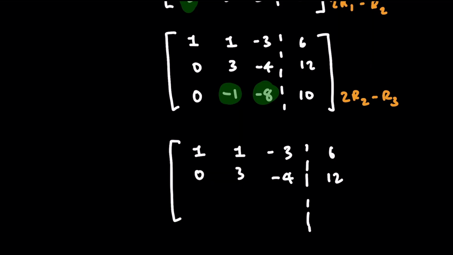So now we're going to do the Gaussian elimination. What we're going to do is 2 row 2 minus row 3. And 0 minus 0, no matter what we times it by, is always going to be 0. 2 times 3 is 6. Minus minus 1 is 7. 2 times minus 4 is minus 8. Minus minus 8 is plus 8, which is 0. 2 times 12 is 24. Minus 10 is 14.